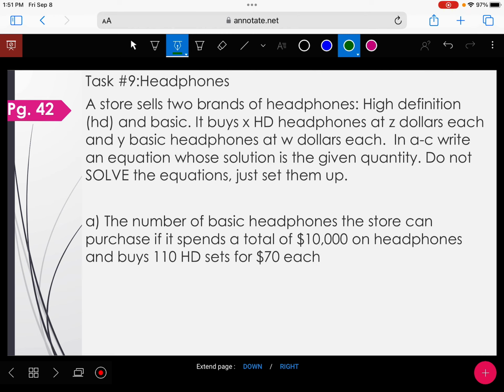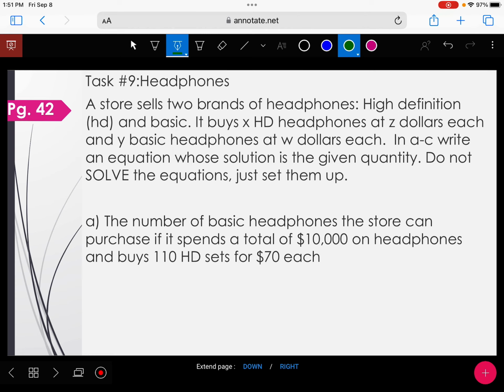We've got that a store sells 2 brands of headphones, a high definition and basic. They buy some number of high definition headphones at Z dollars, and Y number of basic headphones at W dollars. What we're going to do is just write the equations here. We're not solving. We're writing equations about the headphones, not just writing the word headphones.